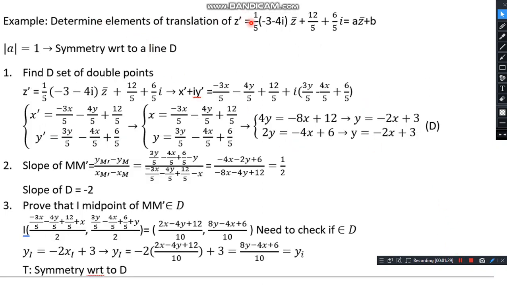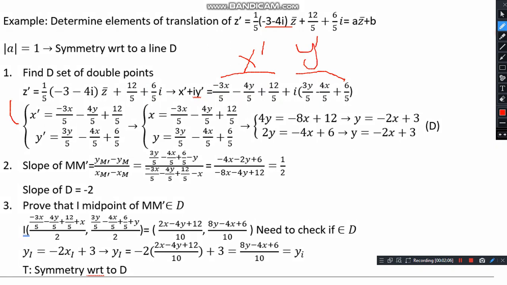Let us take an example. Suppose you have this one. If you take the norm here, you're going to get root 9 plus 16, which is 5. 5 over 5 is 1. You have z bar, so this is a symmetry with respect to a line. Since the norm of a is 1, we write z prime equals 1 over 5 times (minus 3 minus 4i) times z bar, where z bar is x minus iy. So we put here x minus iy, and we multiply all of these. We're going to get the real part and the imaginary part. So this will be x prime and this will be y prime, as you can see.